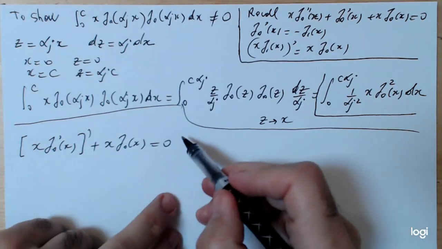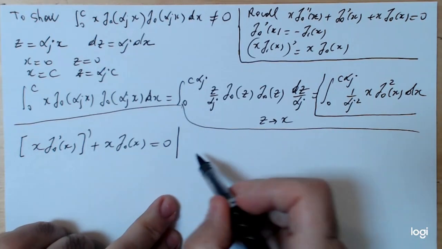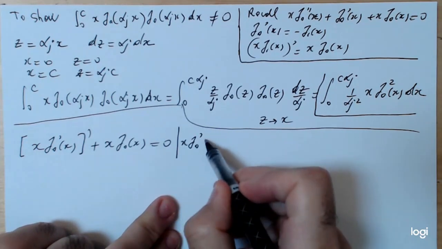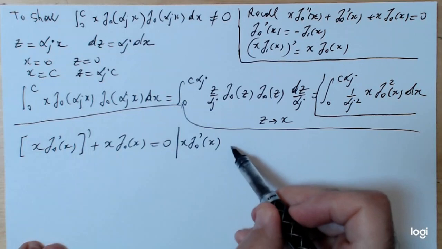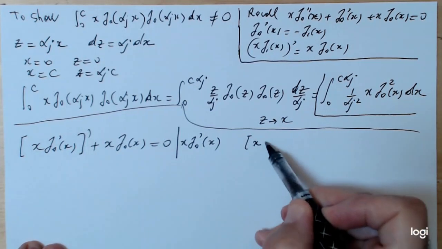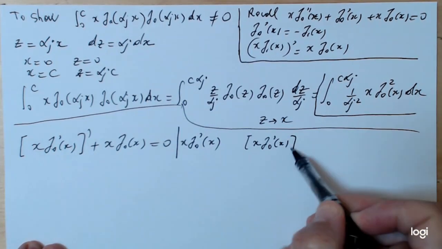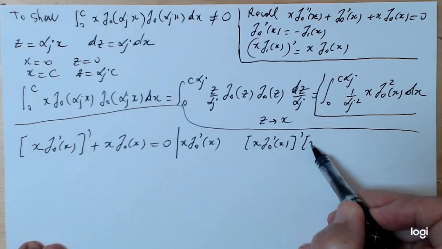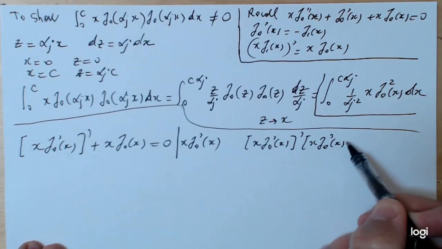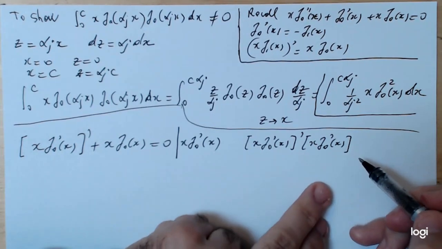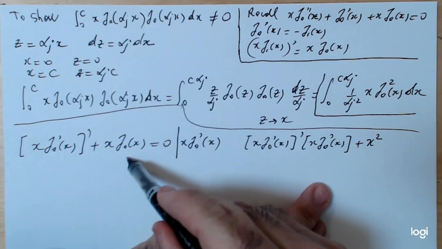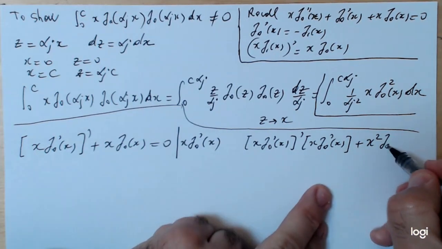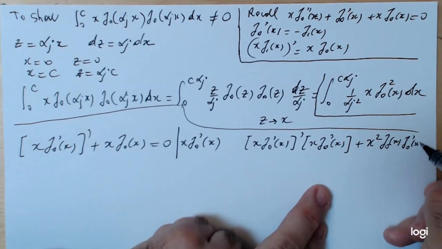Furthermore, now let's multiply both sides of the equation by x J₀'(x). We're going to force a power rule in this case. So let's multiply that, and we're going to end up with x J₀'(x)' times x J₀'(x). And the second term, we have x² J₀(x) J₀'(x) equals 0.